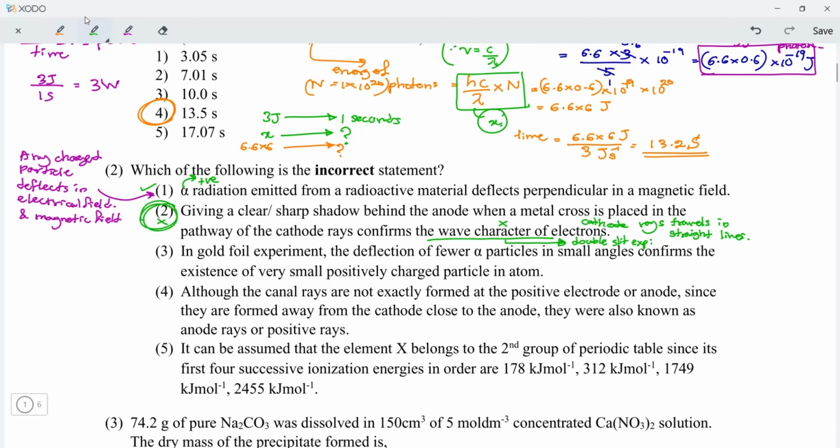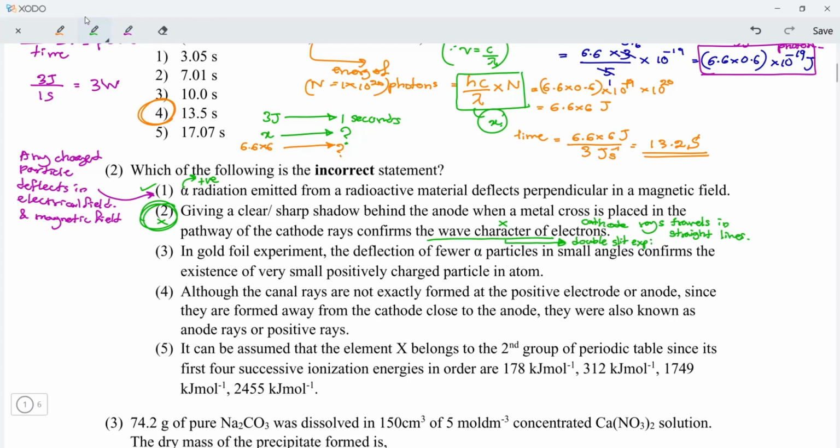So that means the other three answers, 3, 4, 5, are correct. Let's briefly look into them and see how they have become correct. Third one, in the gold foil experiment, the deflection of fewer alpha particles in small angles. You have to see whether that is correct or not. In the gold foil experiment, you should remember that there's a thin gold foil in the pathway of alpha particles. Then what will happen?